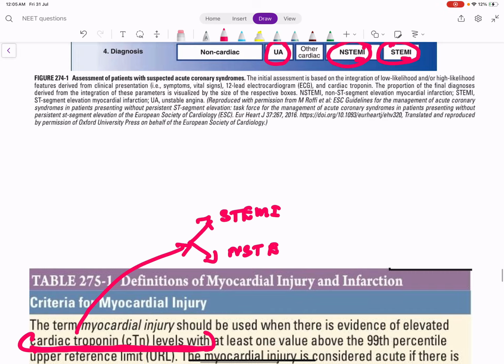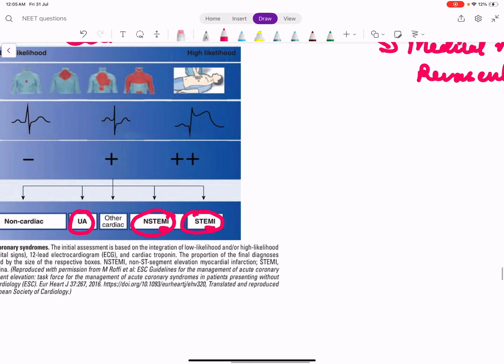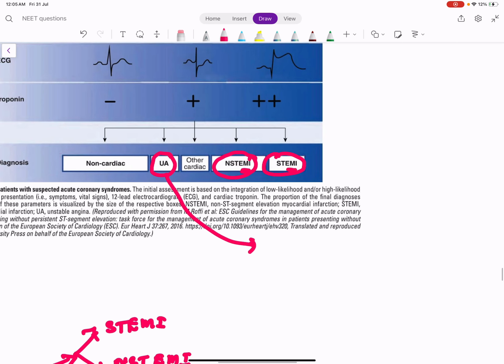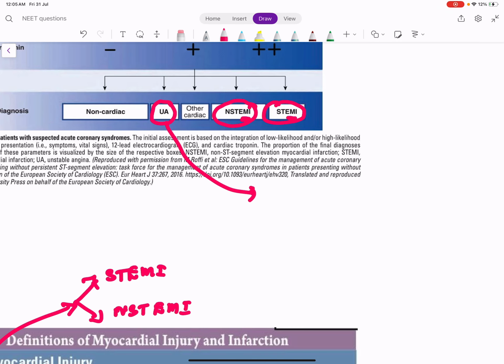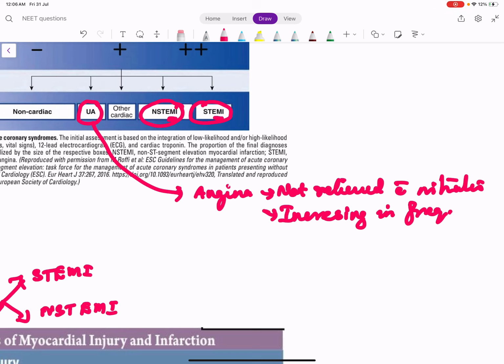So what is unstable angina then? Patient is having exertional chest pain, but it is of increasing frequency. So patient is not stable. When do you say patient is unstable? There is angina, a retrosternal compressing type of chest pain, but it is not relieved with nitrates. It is increasing or crescendo in character, increasing in frequency or character. So in that case, we can tell that it is unstable angina.